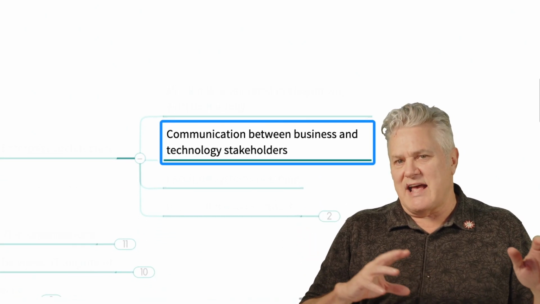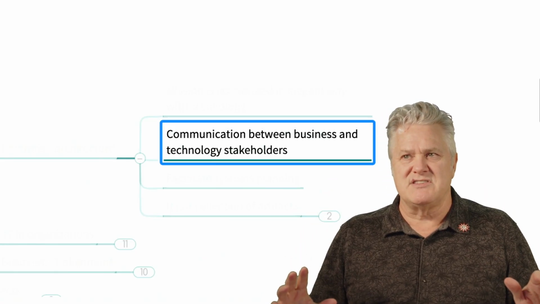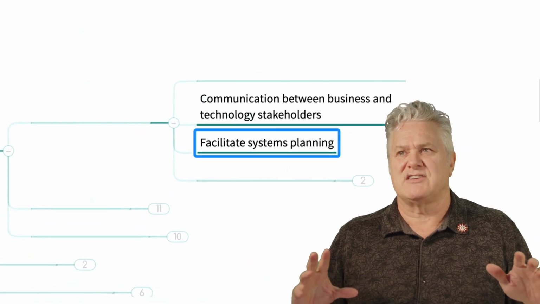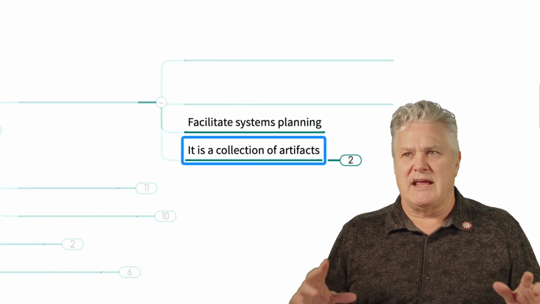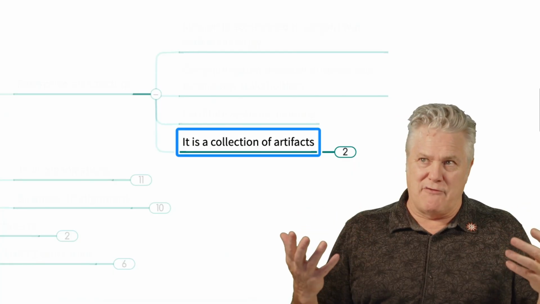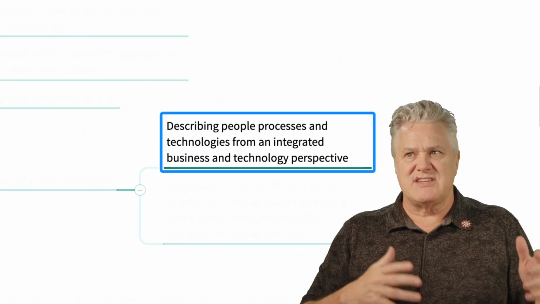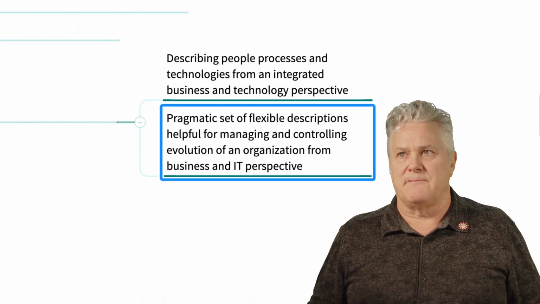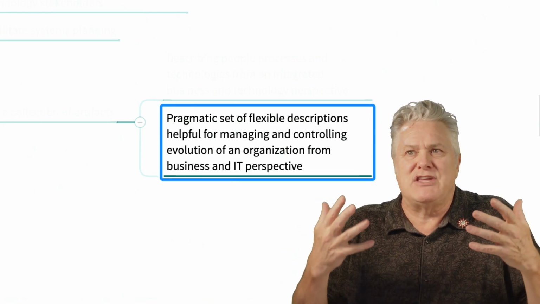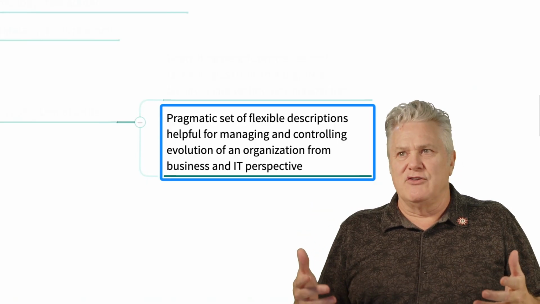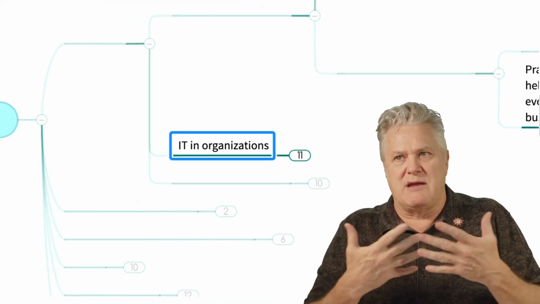The person that does this and the people that plan this seek to get as much communication between the business and the technology stakeholders as they possibly can so that they can facilitate long-term strategic system planning. This is also a collection of artifacts that describes the people, processes, and the technologies from an integrated business and technology perspective, bringing those two things together. It is a set of flexible descriptions that are pragmatic. These things can be used for managing and controlling the evolution of the organization from a business and IT perspective. So we're taking business and IT and really jamming these together tightly.